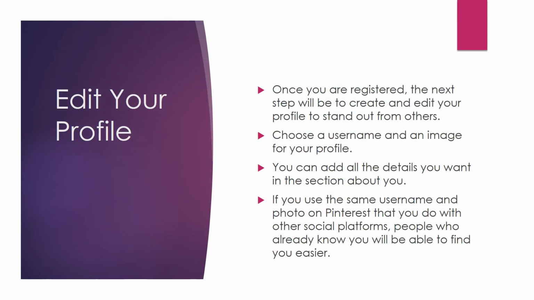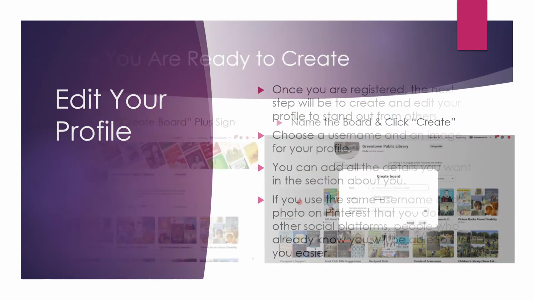First, you'll want to edit your profile. Once you're registered, the next step will be to create and edit a profile to make you stand out from other people. Choose a username and add an image for your profile. Like I showed you on the Greentown Public Library Pinterest page, we have a picture of the library. You can add details you want in that section about you as well. Ours is our mission statement, I believe. If you use the same username and photo on Pinterest that you do with other social platforms, people who already know you will be able to find you easier.